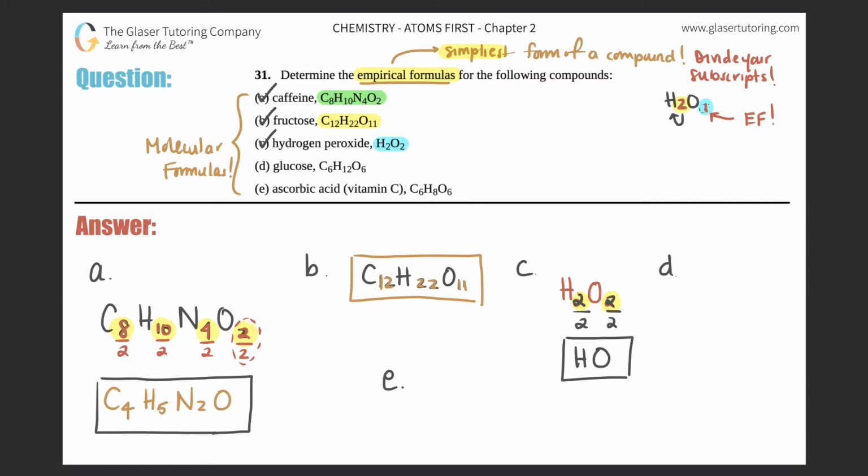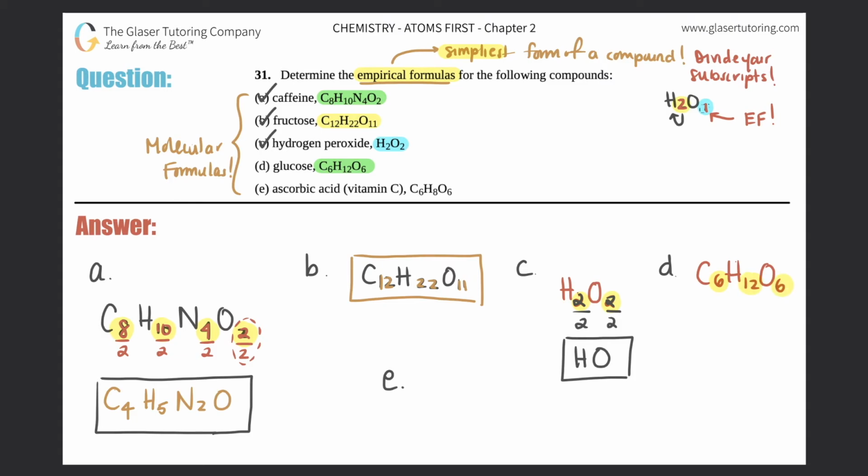D, glucose, C6H12O6. This is your other simple sugar. It's not table sugar, because that's sucrose, but a component of sucrose is glucose. Look at those subscripts. We have a 6, a 12, and a 6.